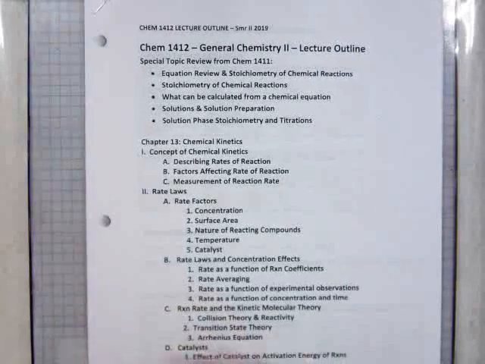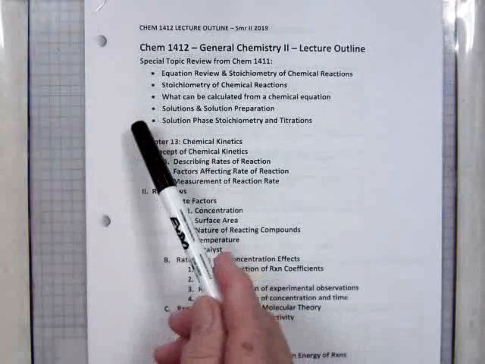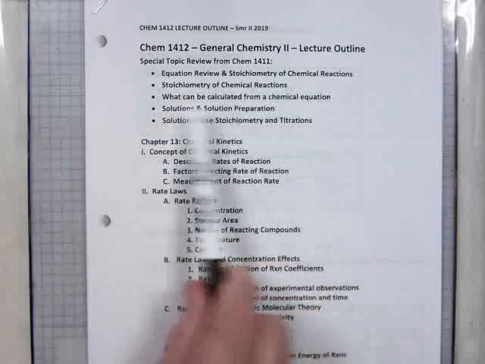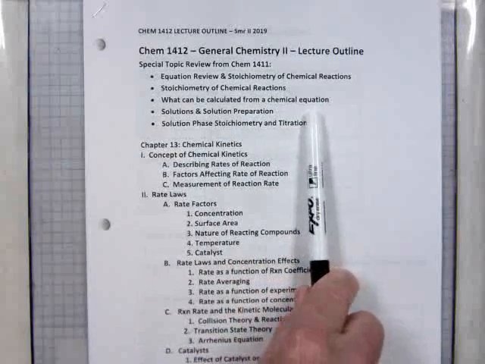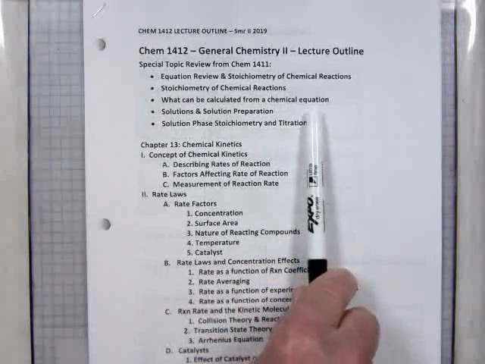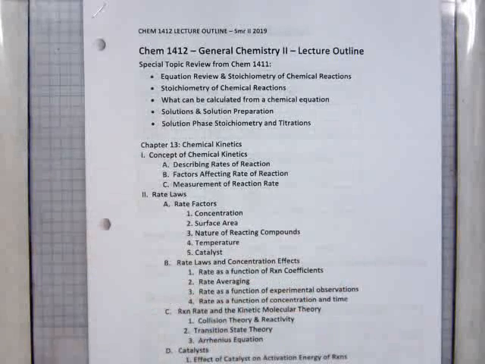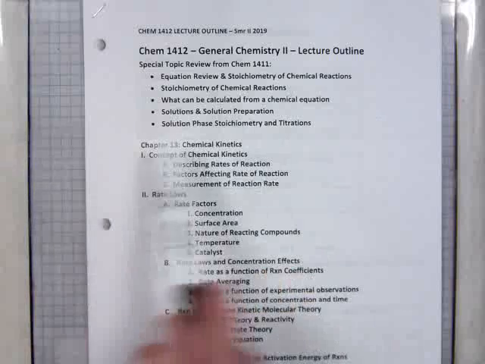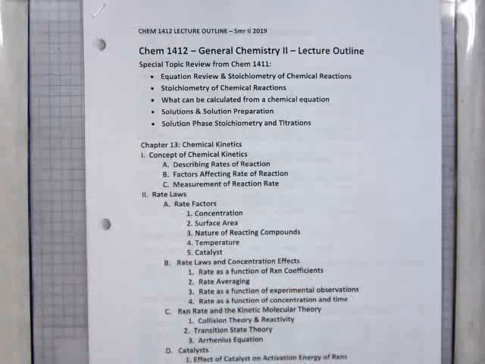And so the intention is to review some issues on equations and stoichiometry of chemical reactions and solutions. What can you calculate from a chemical reaction? In the handout that I gave you, you should have a page in there that has that title to it. What can be calculated from a chemical reaction? Solution preparation, and finally solution phase stoichiometry. And I gave you some pages today on the handout that will support that last topic.